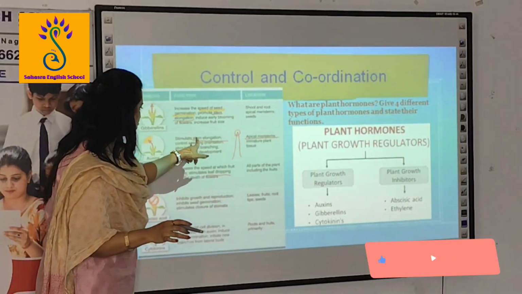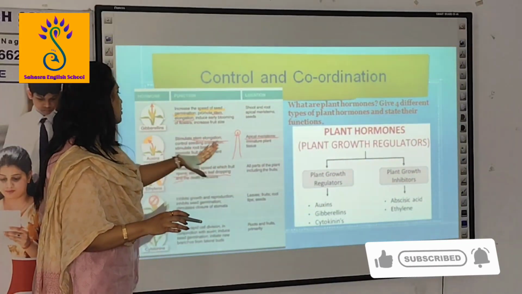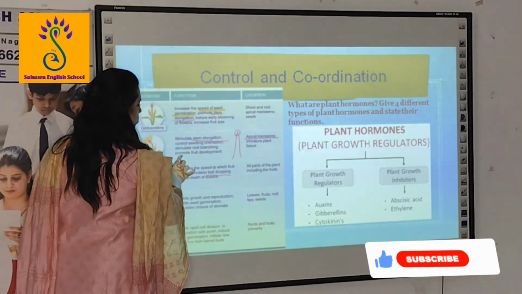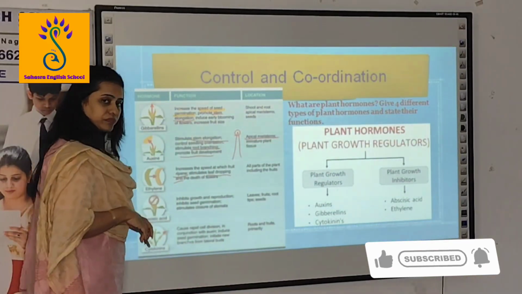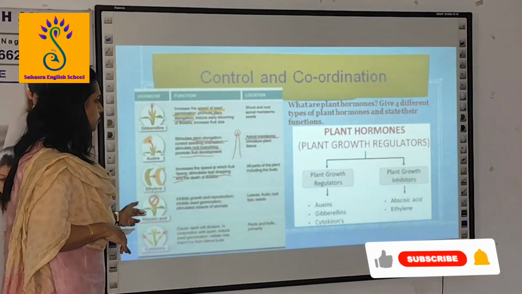Auxins not only help in stem elongation, but also stimulate root branching and promote fruit development. Coming to abscisic acid, this is one more.